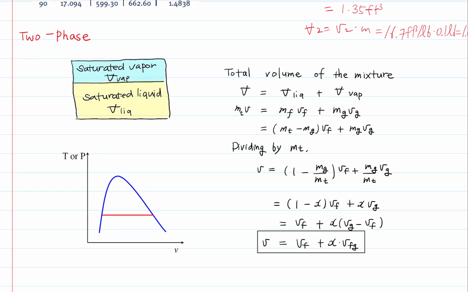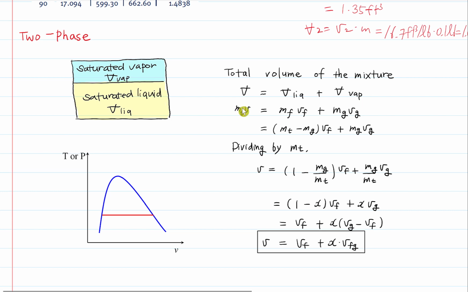Now let's take a look at two-phase mixtures. Consider a closed system containing saturated vapor and saturated liquid. The total volume is the sum of the volume of the saturated liquid and saturated vapor.